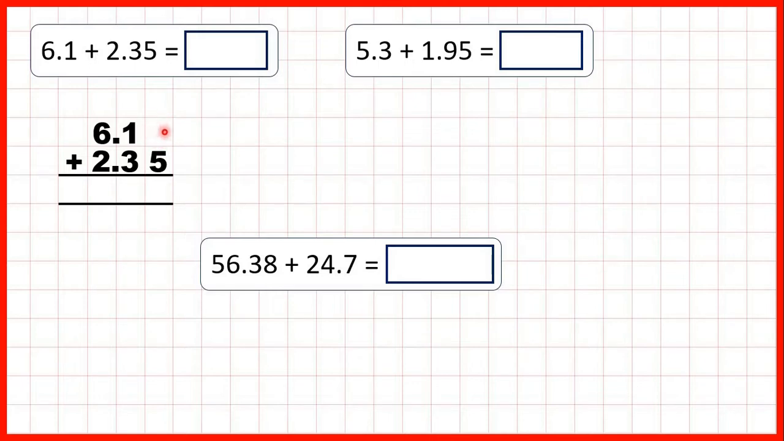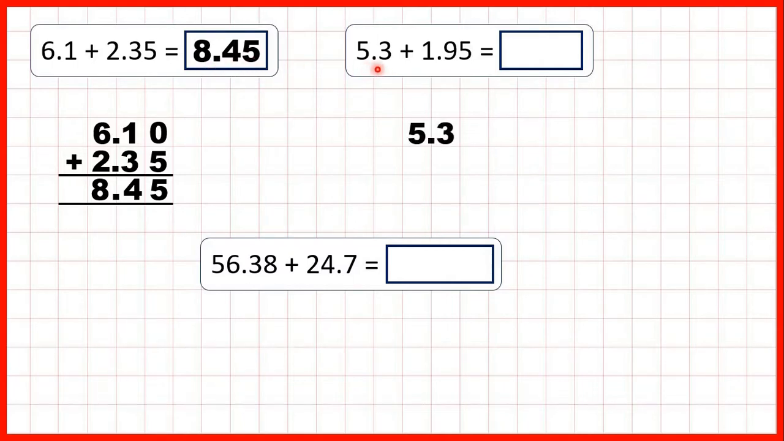Now we have an empty square, so we can write zeros in empty squares, and that works because 6.10 is the same as 6.1. All the 0 tells us is that we don't have any hundredths in this number. The other thing that we need to remember to do is to copy the decimal point down into our answer, and I like to do that first so that I don't forget. Now with column addition, we work from right to left. So 0 plus 5 is 5, 1 plus 3 is 4, and 6 plus 2 is 8. So our answer is 8.45.